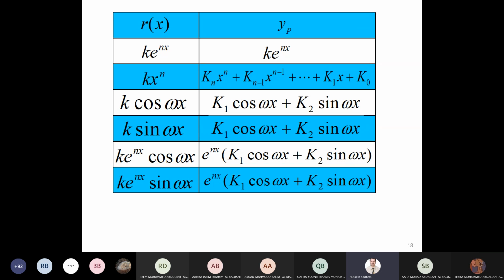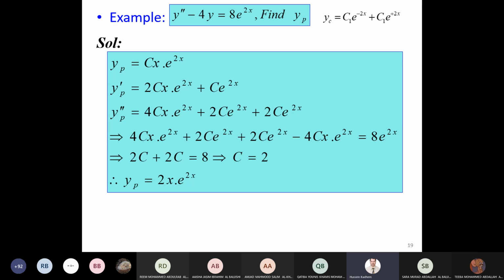This is our table. As I mentioned, we will select from the table, but if we need modification, we have to go for modification. It doesn't matter if we have more than one function, we can add them because the sum rule allows me to go for more than one function. Another example. I'm given here a second order non-homogeneous differential equation. He wants me to find yp, but he told me that the complementary, after we solve it, is found this way. Okay, I will see.